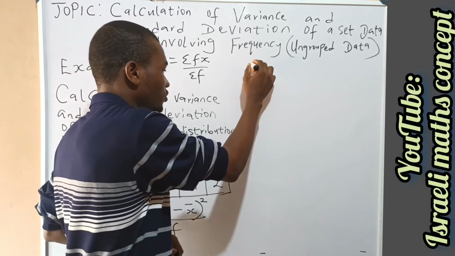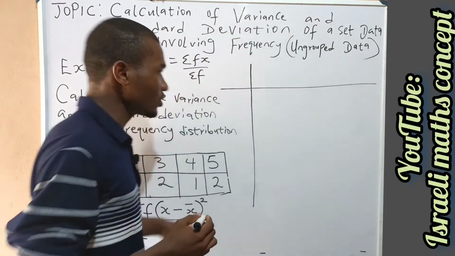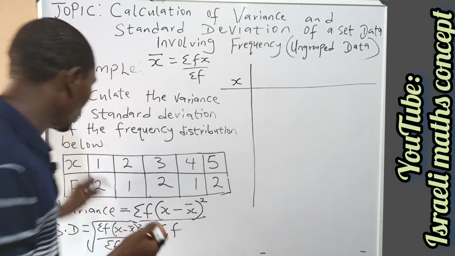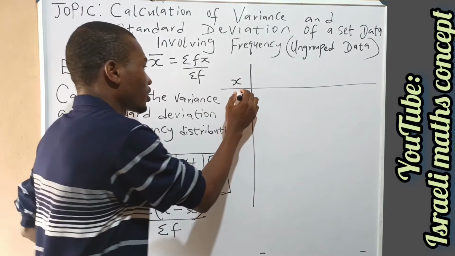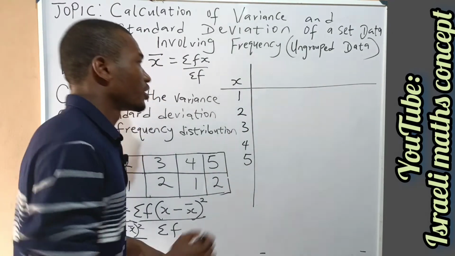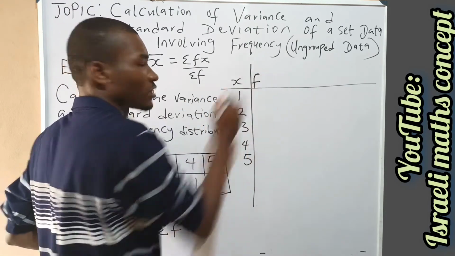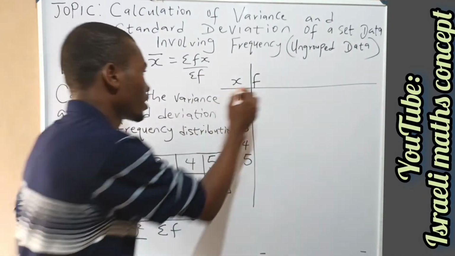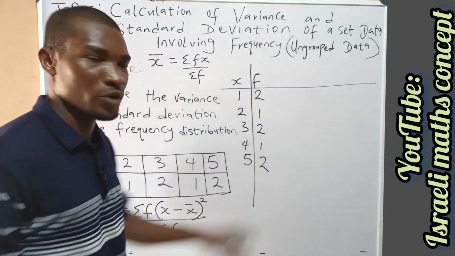So we have the first vertical line and the first horizontal line. In the first column, we have our x, and our x are all the scores we have in this table, which are 1, 2, 3, 4, 5. Then in the second column, we have our f, our frequency, and our frequencies here are 2, 1, 2, 1, 2.